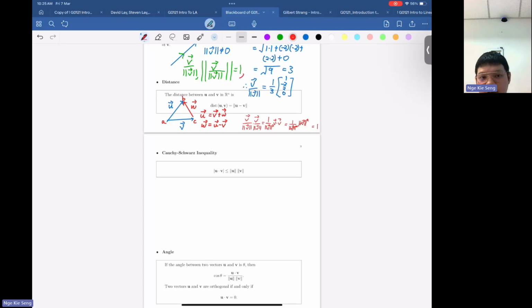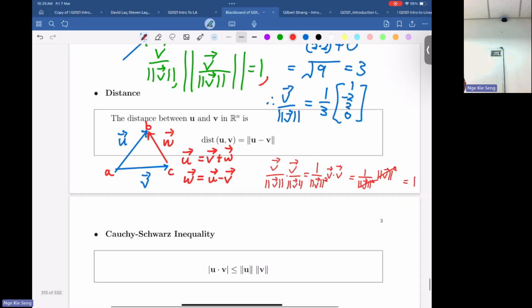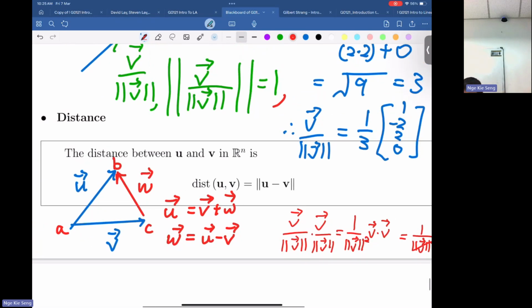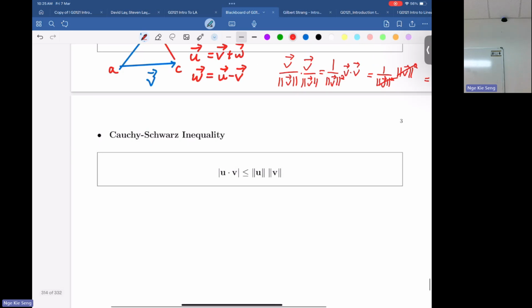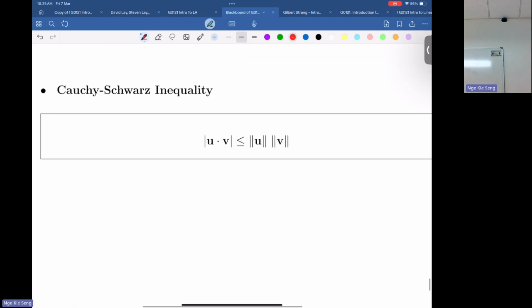Okay, continue. So the distance between two vectors is just you take the difference between two vectors and then you compute the length. Very straightforward. And then there's the Cauchy-Schwarz inequality here.